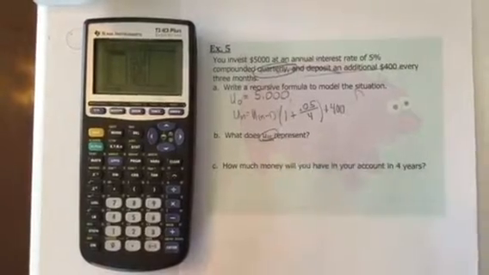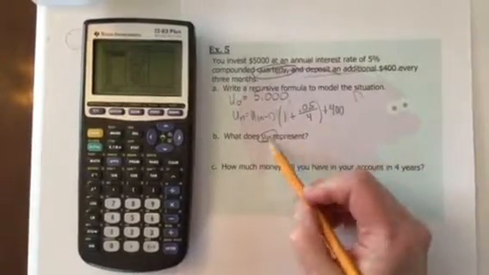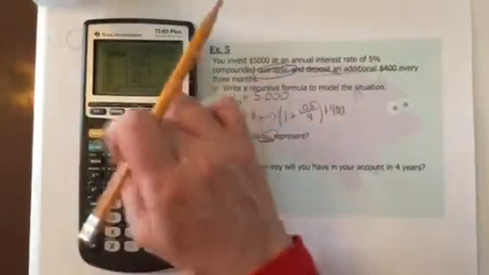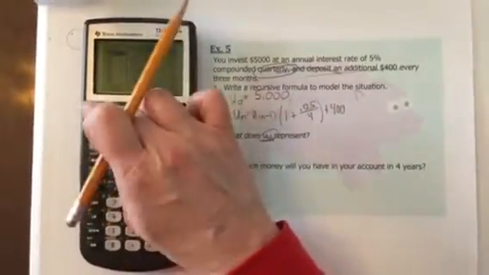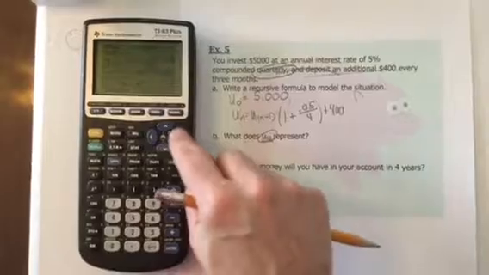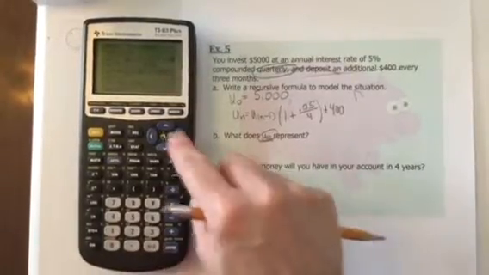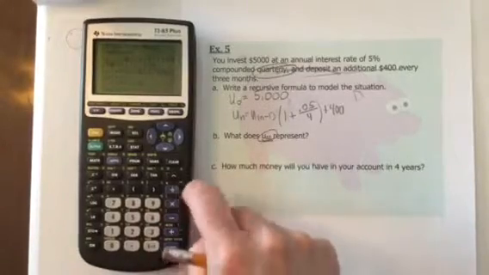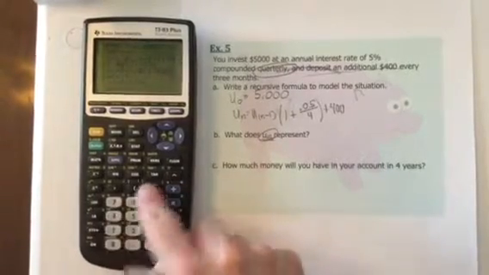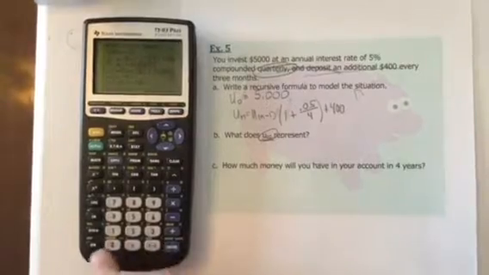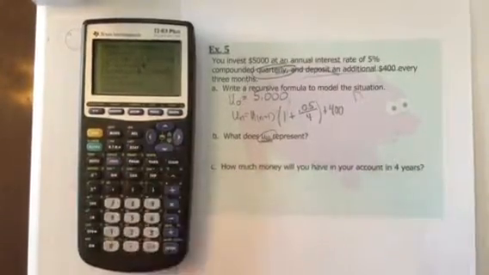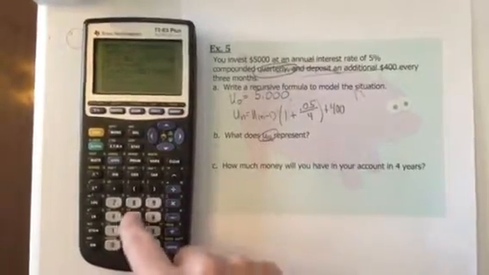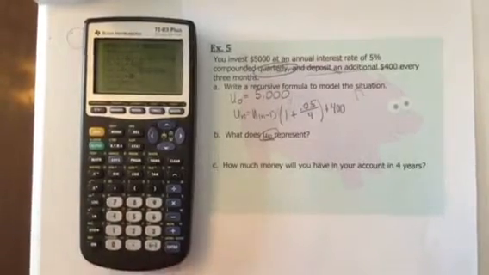U sub 10. Well, let's figure out what we're doing here. U sub 10 in my example, if I go back and change my y equals to represent this situation, we're going to change this to 5 divided by 4, close parentheses, plus 400, and then I'm going to hit delete, delete, delete, delete to get rid of the rest. I'm investing 5,000, hit your enter.